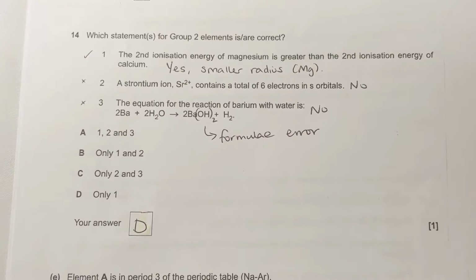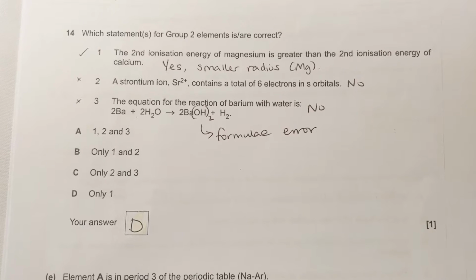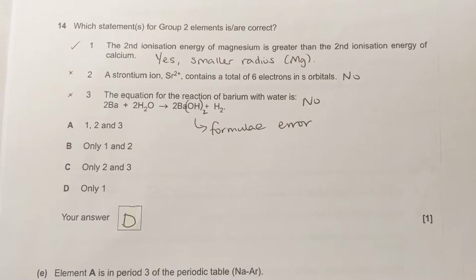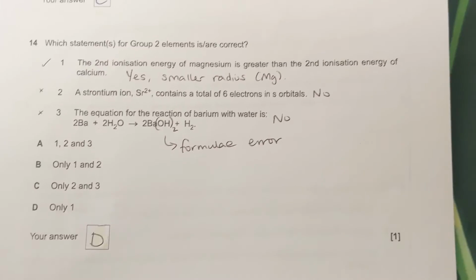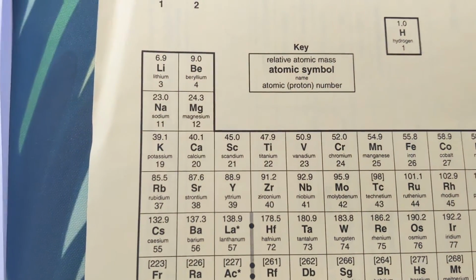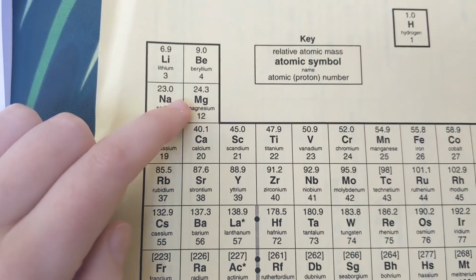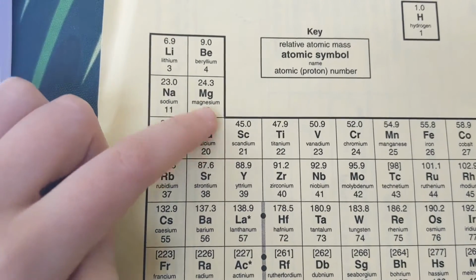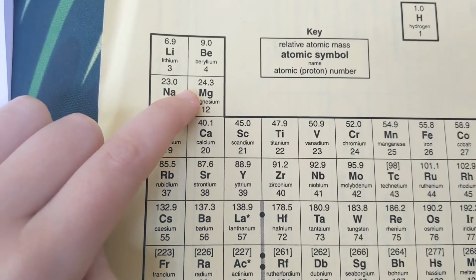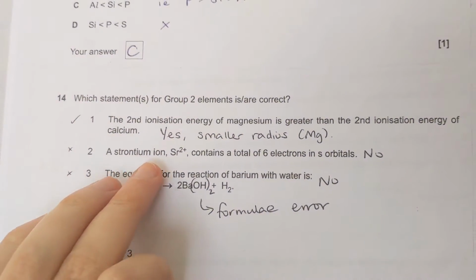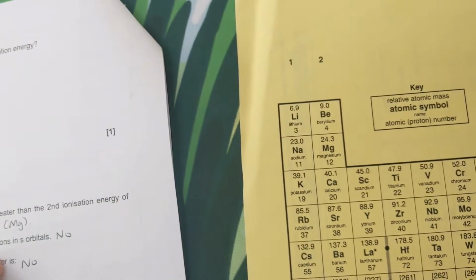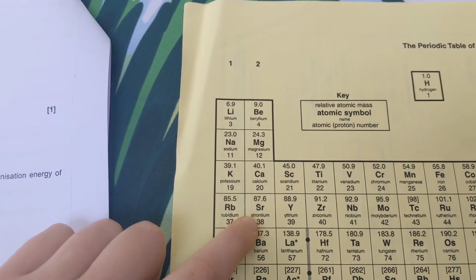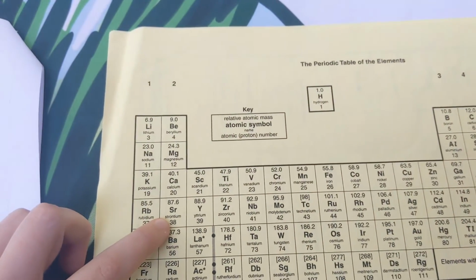Question 14, which statements for group 2 elements are correct? So the first one, the second ionization energy of magnesium is greater than the second ionization energy of calcium. So if we have a look where these are, yes, that's true. It will be harder to remove an electron or the second electron from magnesium compared to calcium because magnesium has less shells, so less shielding. A strontium ion contains a total of 6 electrons in s orbitals. Strontium's here. It has a total of 10 electrons in s orbitals because it's in the 5th period.